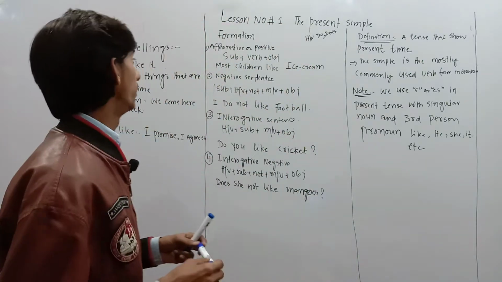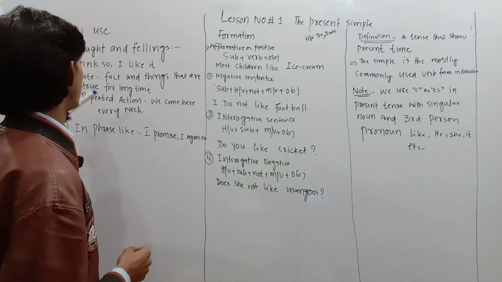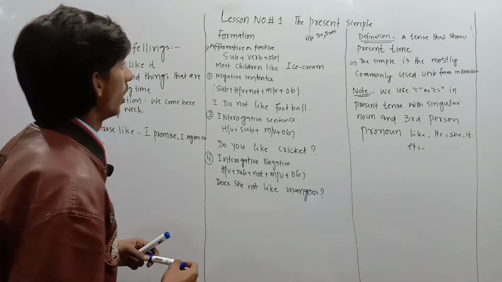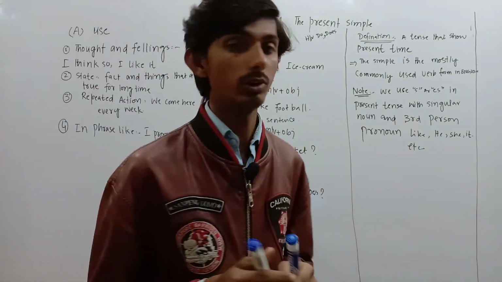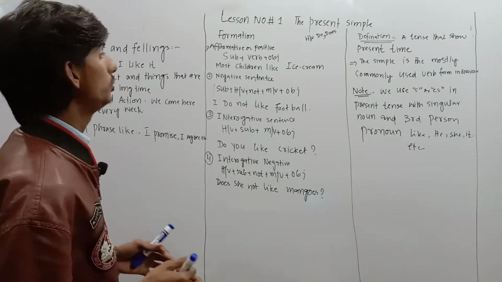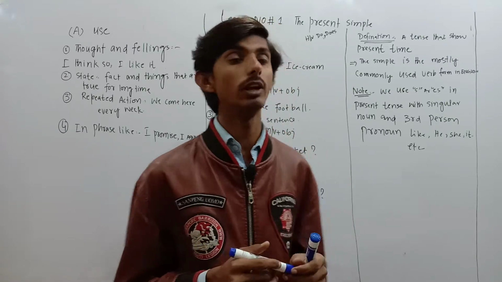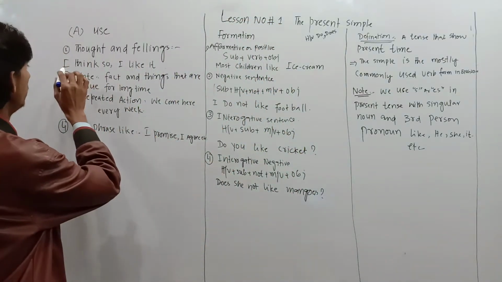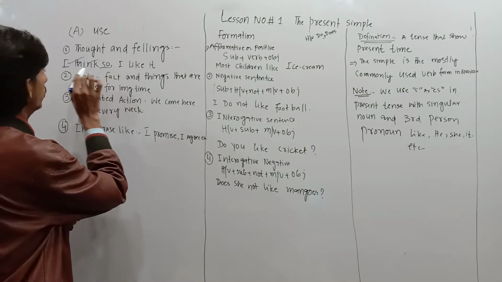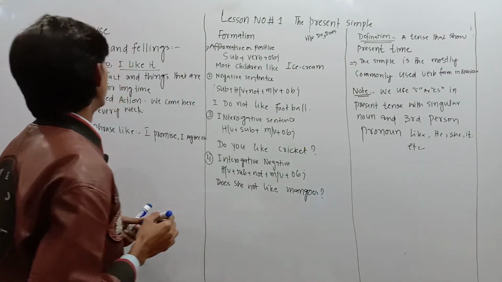So before going to the definition, I want to tell you the usage of the present simple tense, why we use the present simple tense. The first usage: thoughts and feelings. We usually use the present simple tense for thoughts and feelings, as I have written here. I think so, this is a thought. I like it, this is also a feeling.